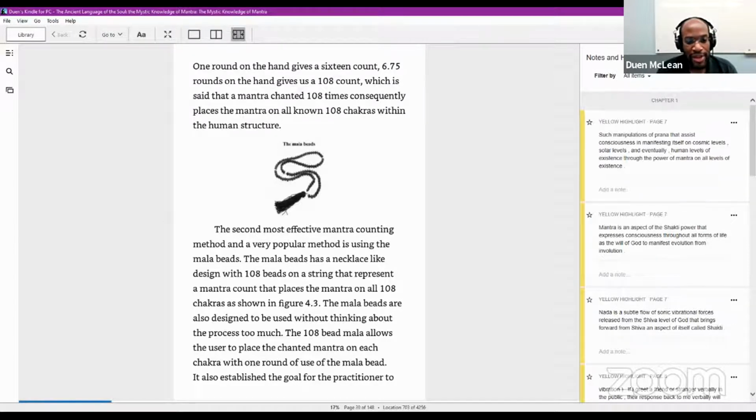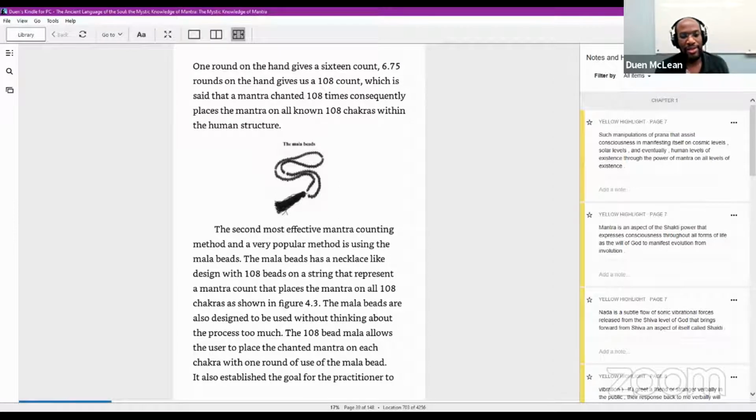The second most effective mantra counting method, and a very popular method in using them, is using the mala beads. The mala beads have a necklace-like design with 108 beads on a string that represents a mantra count that places the mantra on all 108 chakras, as shown in figure 4.3. The mala beads are also designed to be used without thinking about the process too much.